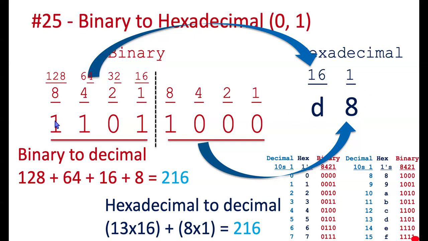Yes, it does. Let's make it, instead of 8421, one long 8-bit value: 128, 64, 32, 16, 8421. 128 plus 64 plus 16 plus 8 is 216. And in hex, D, which is 13 16s, plus 8 ones is 216. It works out mathematically as well. If you get that, great. If you don't, don't worry about it right now if you're one of my students.